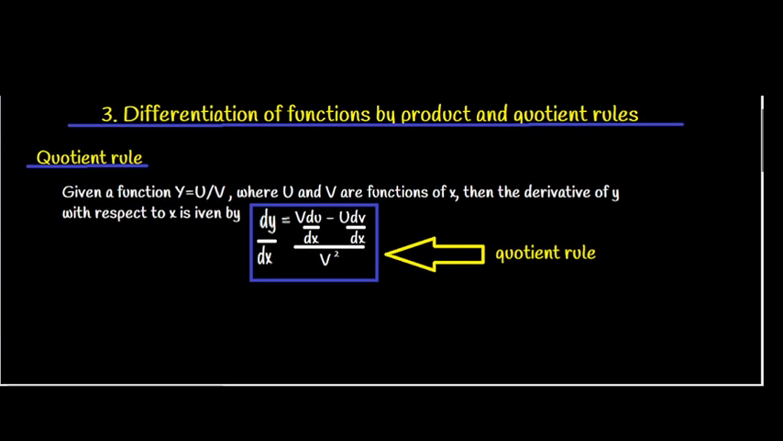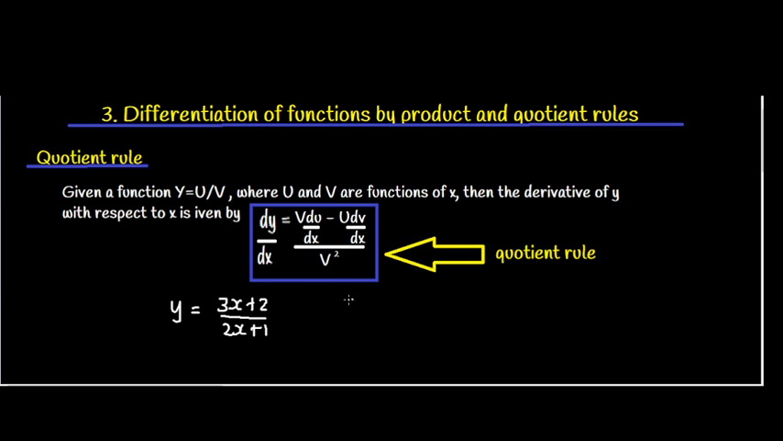Assuming that we have our function y, y is equal to 3x plus 2, this being divided by 3x plus 1. We find that this is a function of x, and this one is also a function of x, but they are forming a quotient.